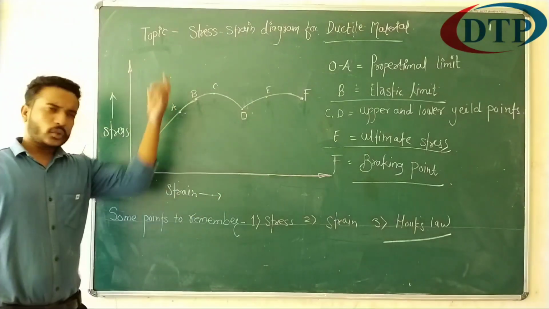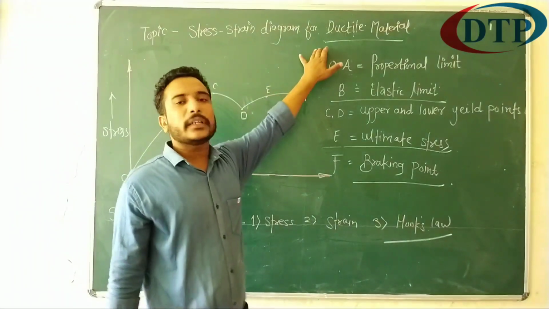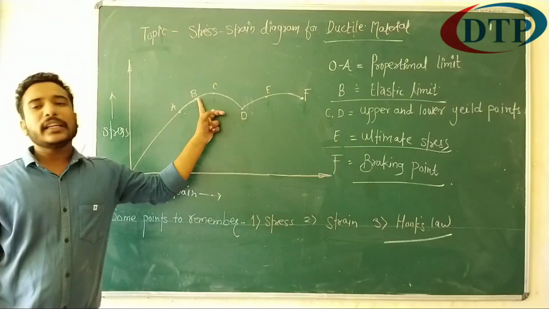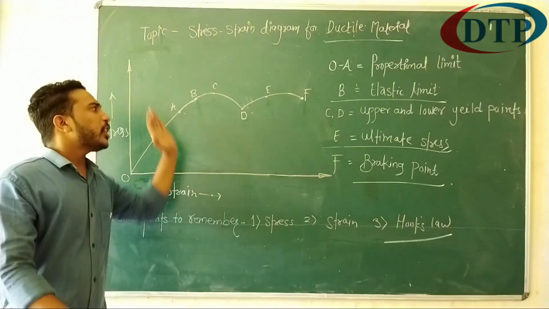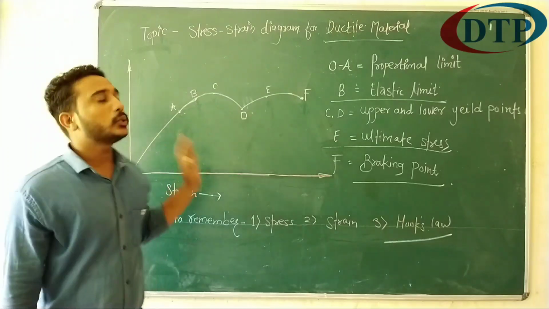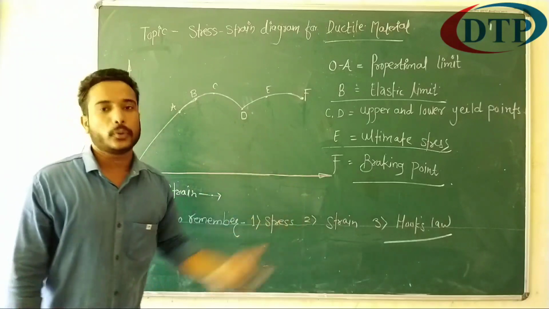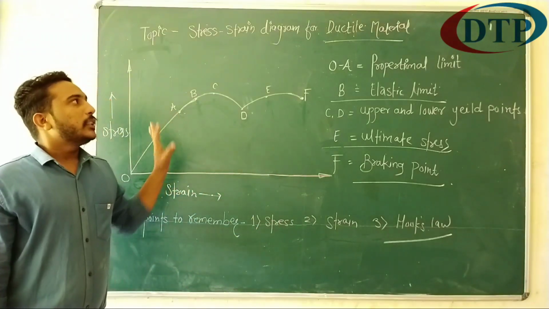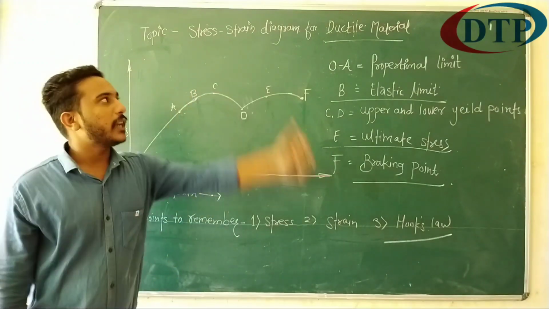What is the conclusion of this whole part? For a ductile material, at some stage there are elastic properties. After some stage, the material transfers from elastic properties to plastic properties. Then at some point, the material will be broken into two parts. This is the total data regarding the stress strain diagram for ductile material.